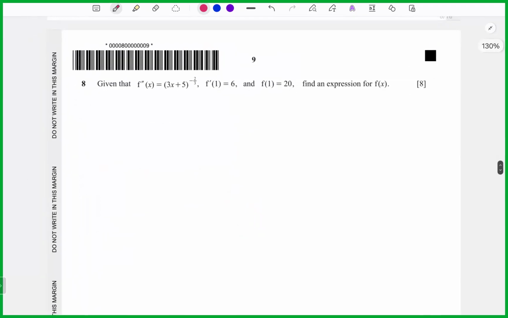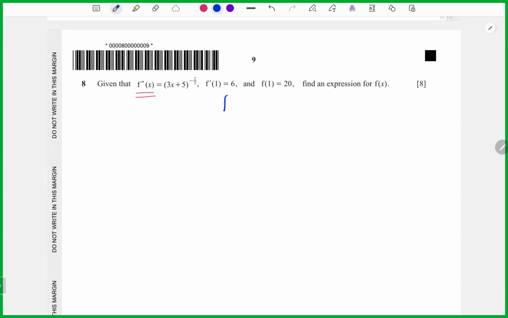I hope the student can understand this question, because you see here it's got how many marks? 8 marks, right? So I think it's not very difficult, but please be careful, because students will make mistakes here. When you see this question, you need to integrate how many times? Yes, 2 times, because here is the second derivative, so you need to integrate 2 times.